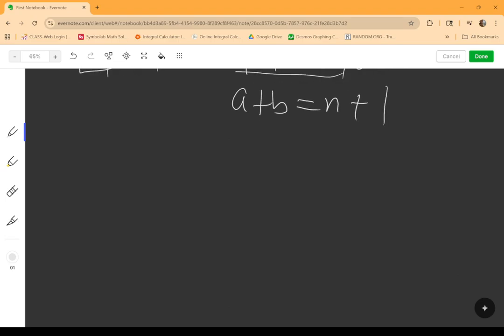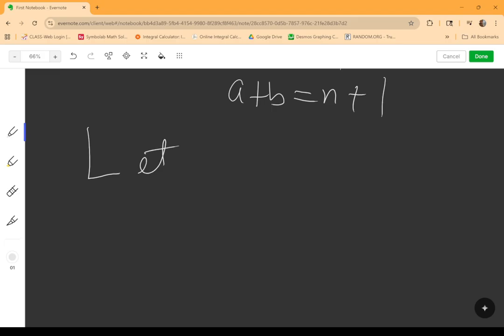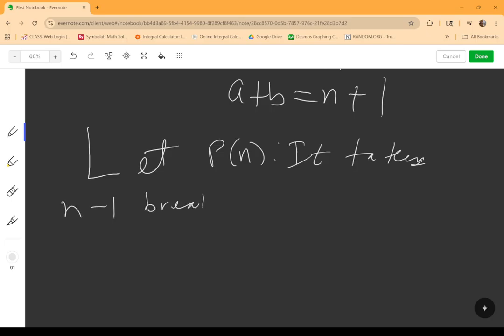So let's start here with our proof. All right, so here we'll let P sub n be the statement: it takes n minus 1 breaks to reduce an n square bar to single squares.